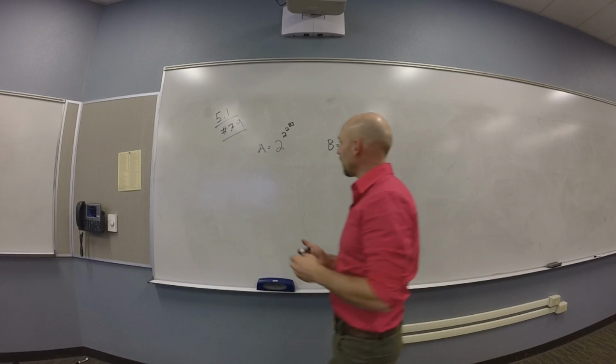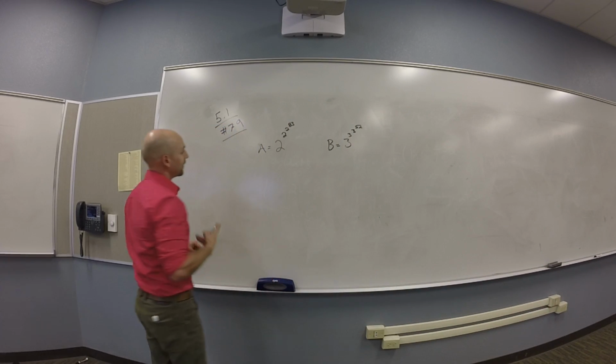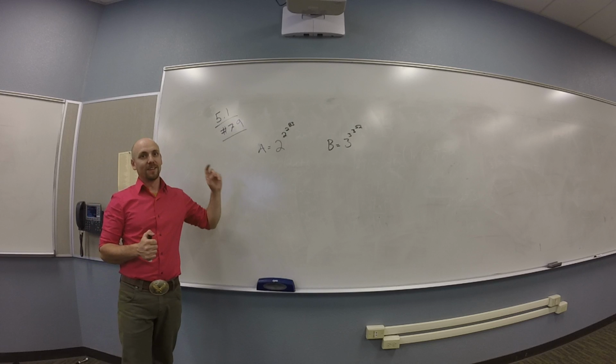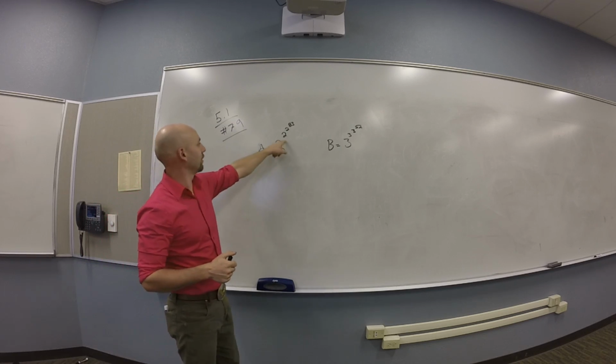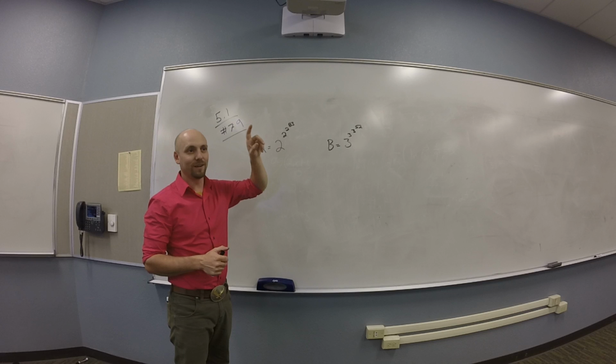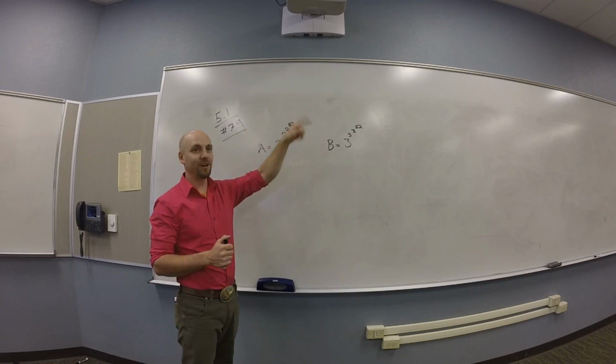Okay, so in 5.1, number 79, they supplied me with two numbers. Those two numbers are 2 to the 2 to the 2 to the 83rd and 3 to the 3 to the 3 to the 52nd.